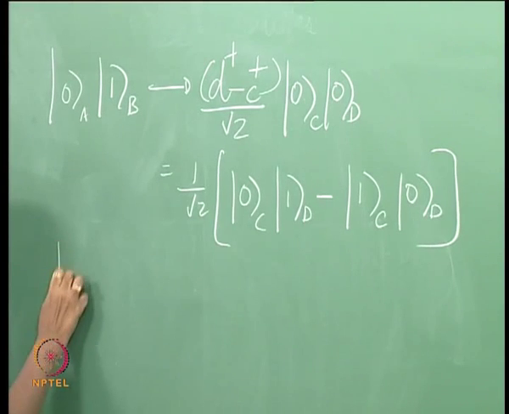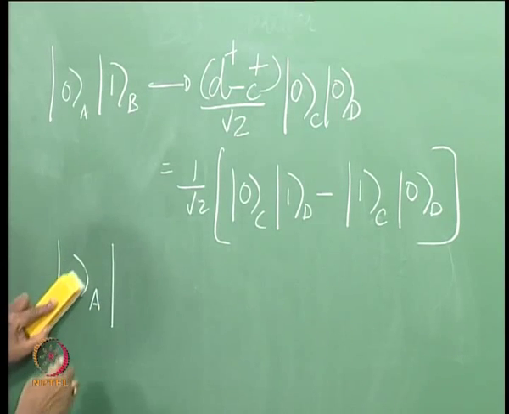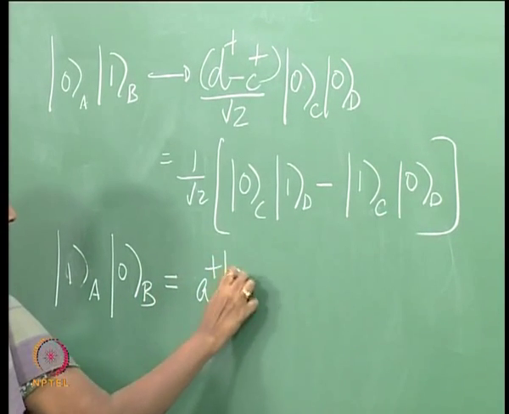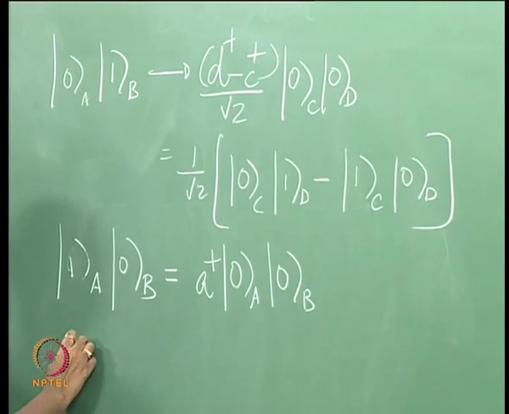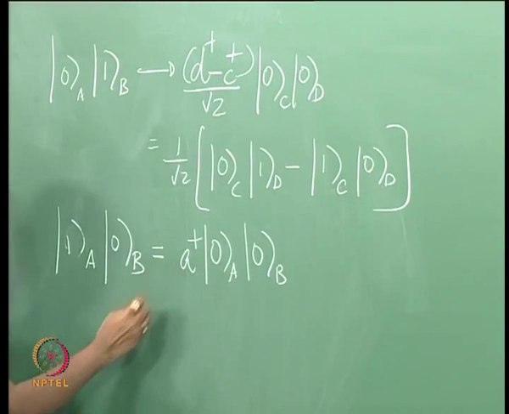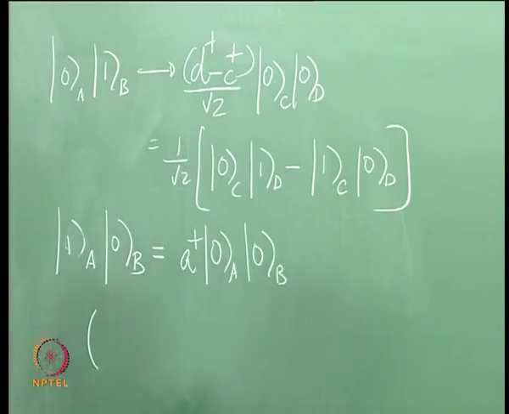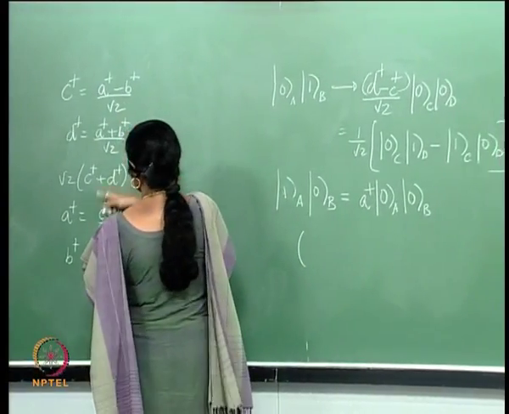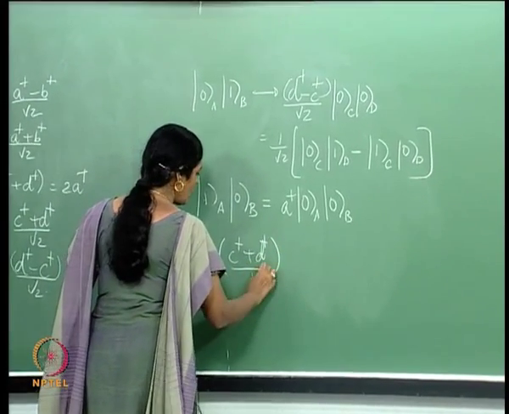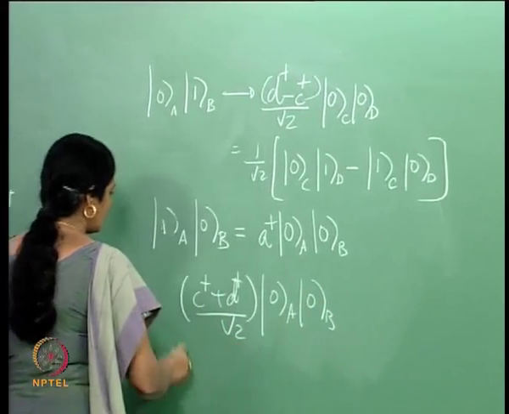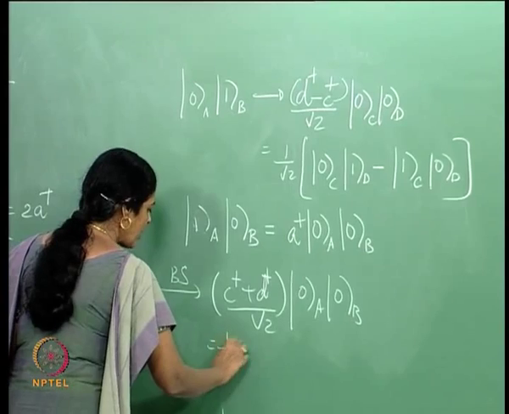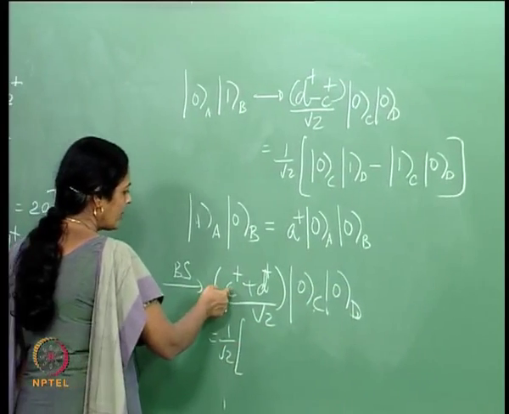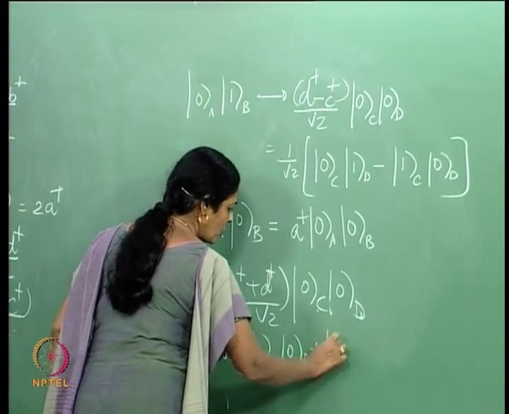Now, let us look at a situation where we have 1 A 0 B. I could repeat this argument. 1 A 0 B is the same as A dagger on 0 A leaving 0 B alone, and writing A dagger in terms of C dagger and D dagger. A dagger minus B dagger by root 2 is C dagger, and therefore, A dagger is C dagger plus D dagger by root 2 acting on 0 A, 0 B. So, this is what happens when it goes through the beam splitter, and this is the same as 1 by root 2, but 0 A, 0 B is the same as 0 C, 0 D, and therefore, this gives me 1 C, 0 D plus 0 C, 1 D.